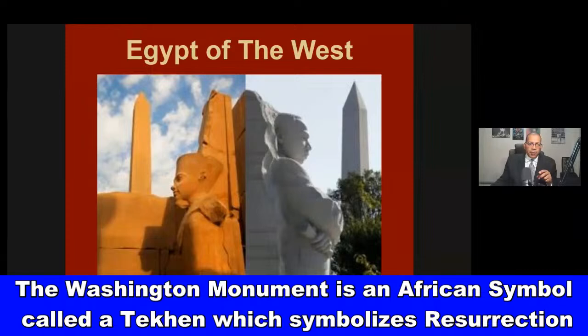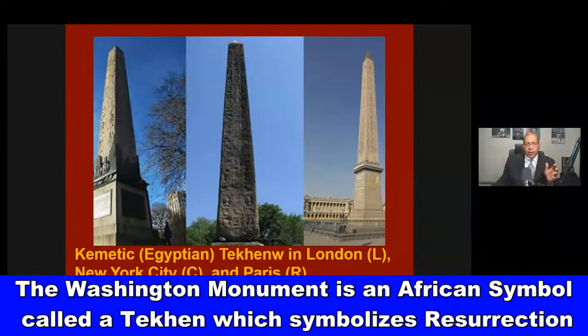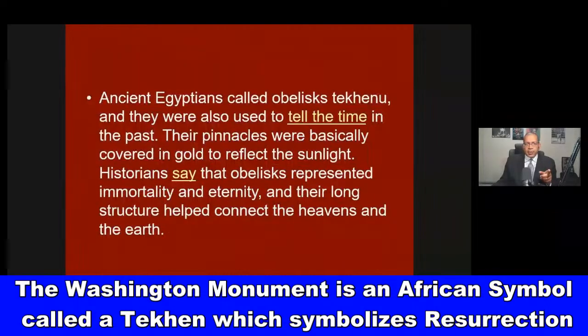States. The Washington Monument is an ancient African symbol called a Tekken. There are about 1,200 Tekkenu all throughout ancient Kemet. Today, there are less than 12. And you have 3 that are in London. You have London, England, New York City, and Paris, France.